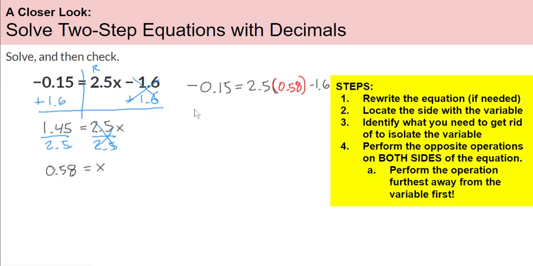So let's multiply first. So the 0.15 we still have, that doesn't change. If we multiply these two, 0.58 and 2.5, we're going to get 1.45, which we got over there, which is a good sign. Then 1.45 minus 1.6. If we subtract 1.6 from that, do we get our negative 0.15? Absolutely you do. So that check is good. X equals 58 hundredths, or 0.58.